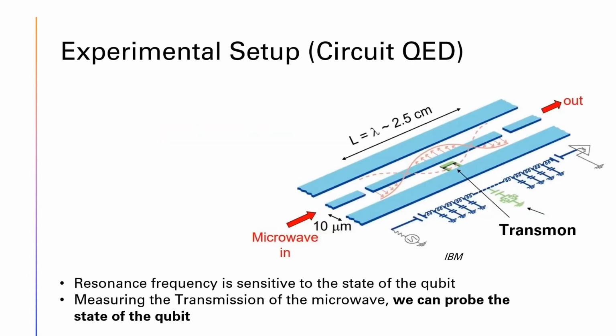The transmon is set up on the scale of microwave pulses, so by coupling the transmon to a resonator, we are able to measure the transmission of the microwave through the resonator to probe the state of the qubit, since the resonator's resonance frequency is sensitive to the state of the qubit.